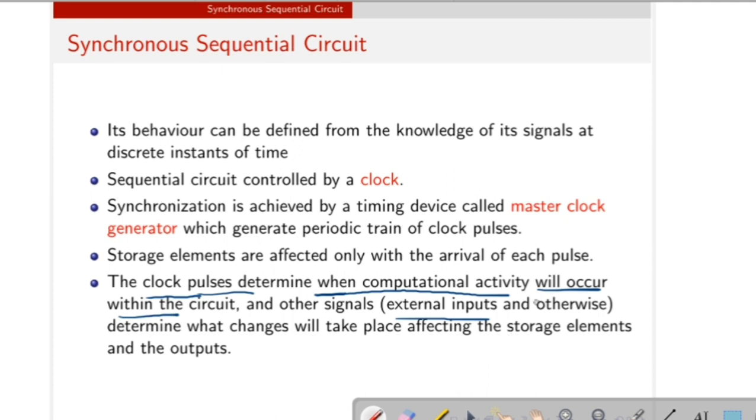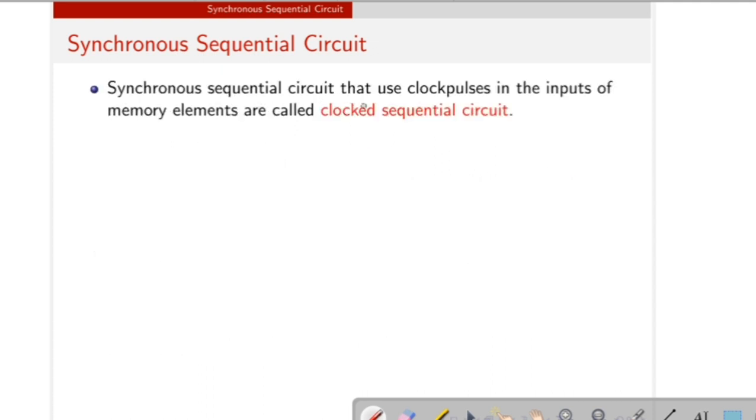Clear? In a sequential circuit, the external output is a function of the external input and the present state of the sequential circuit. In a synchronous sequential circuit, this state change occurs only after applying the clock signal. So when the computational activity will occur is determined by the clock pulse, and what changes will take place is determined by the external inputs and the present state of the sequential circuit. A synchronous sequential circuit that uses clock pulses in the input of the memory elements is called a clocked sequential circuit.